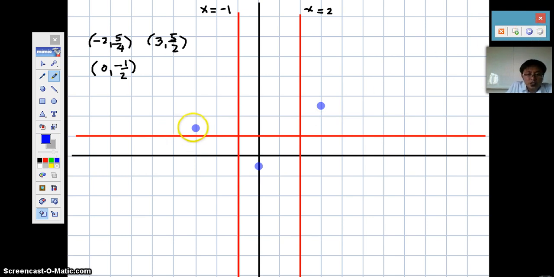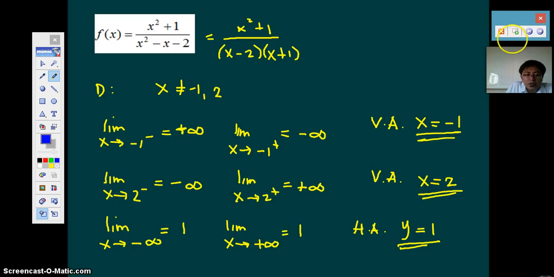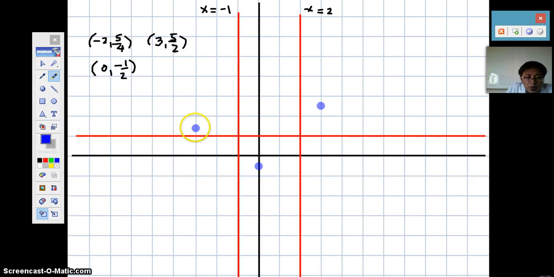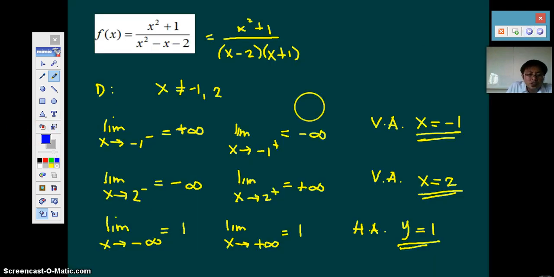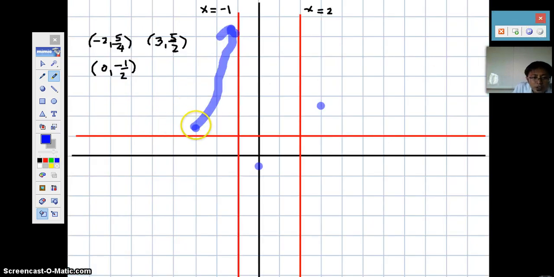Now all we need to do is observe the behavior as suggested by the limits. Let's start at this point. As we approach the asymptote -1 from the left side, the limit says positive infinity. Therefore, from this point approaching the asymptote, we go up to positive infinity. And as we approach negative infinity, the limit says we approach positive 1. Therefore, this is a curve not touching the asymptote.